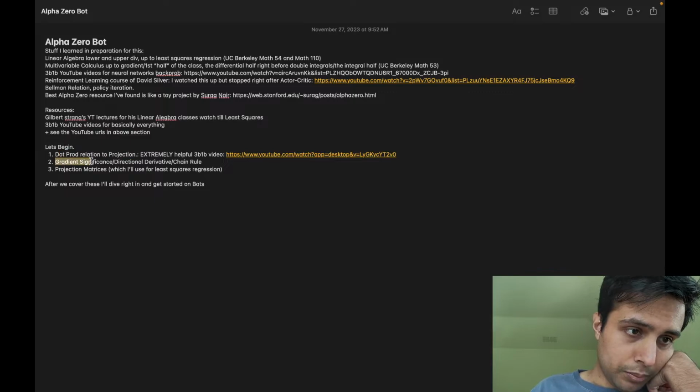Then number two, gradient significance. It basically uses the dot product and the directional derivative to explain why the gradient is the direction you want to go in to increase. It's just a natural thing to dot stuff against.